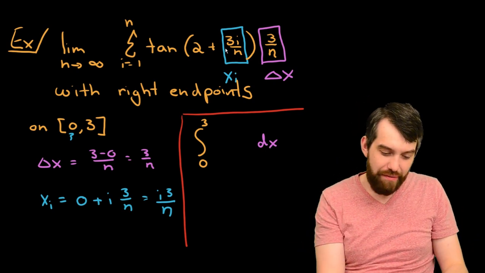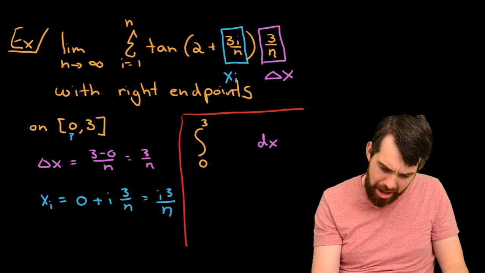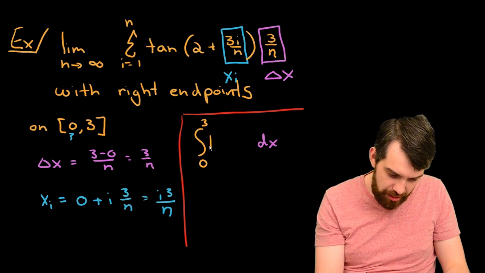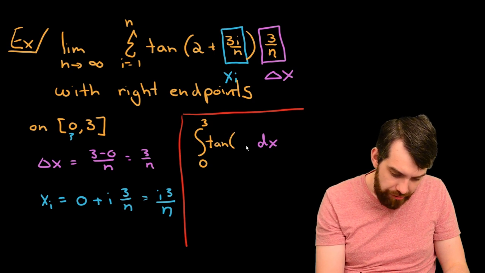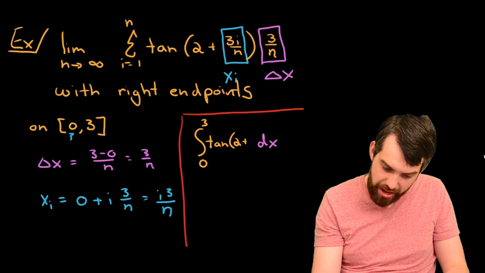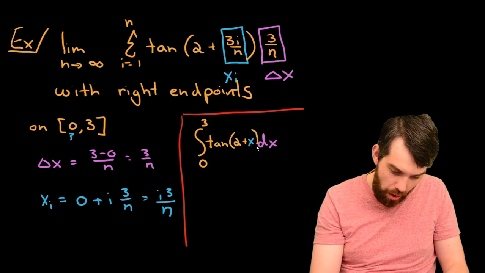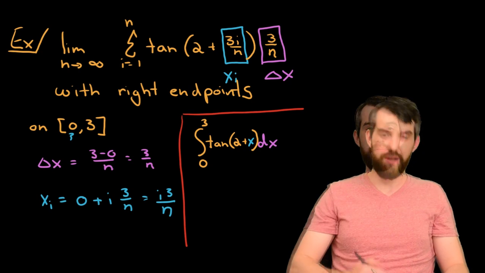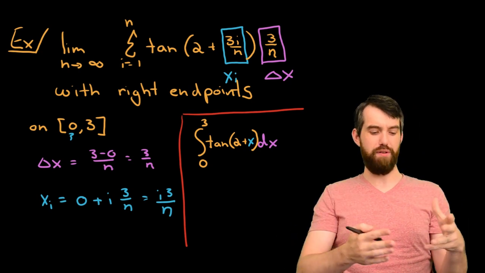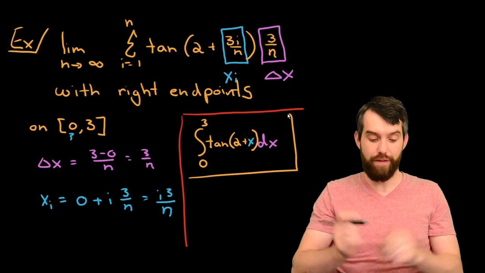So I'm going to have this tangent of 2 plus x. So the way I write this is I just say that this is the tangent of 2 plus, and then I'll change the colors so that we can identify it, 2 plus this variable x, and all of that multiplied by dx. In other words, when going from the Riemann sum into this definite integral that we've written down, that's our final answer here.